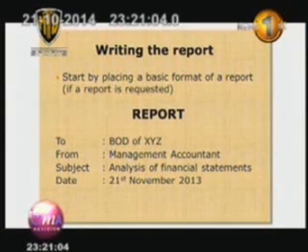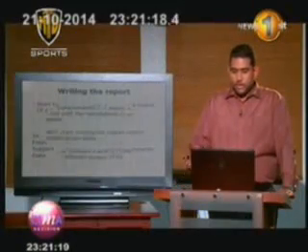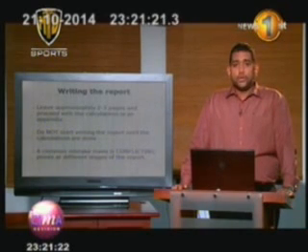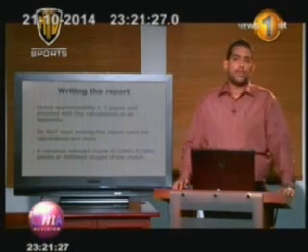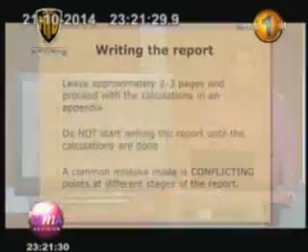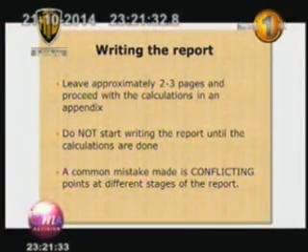You can start by putting up the format. The format, as you can see, is going to have 4 elements: to, from, subject, date. To is the recipient, from is who you are in the organization. The subject and the date are essential. Then you've got to leave 2 or 3 pages blank so that you can come to the report later on after the calculations are completed. Leave approximately 2 to 3 pages and proceed with the calculations in an appendix. Never start the report until the calculations are done. You've got to do the calculations first, and then start with your report content.